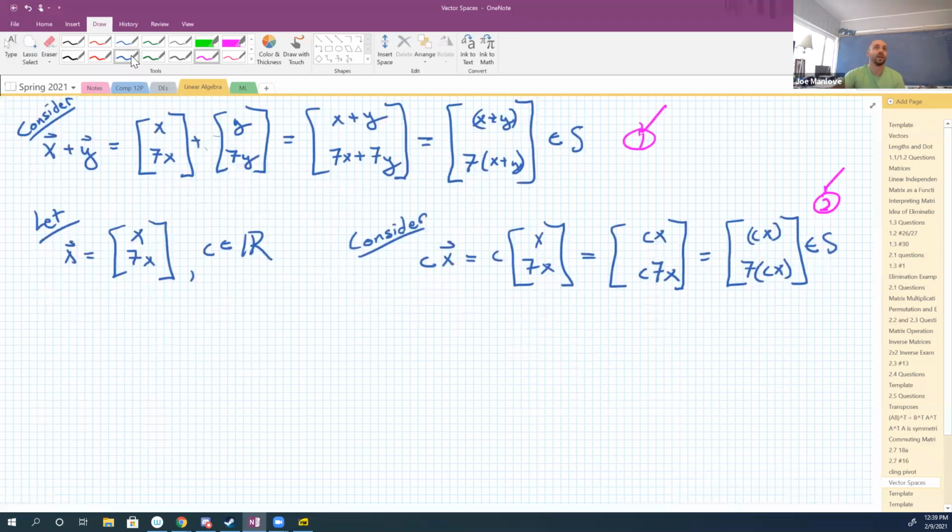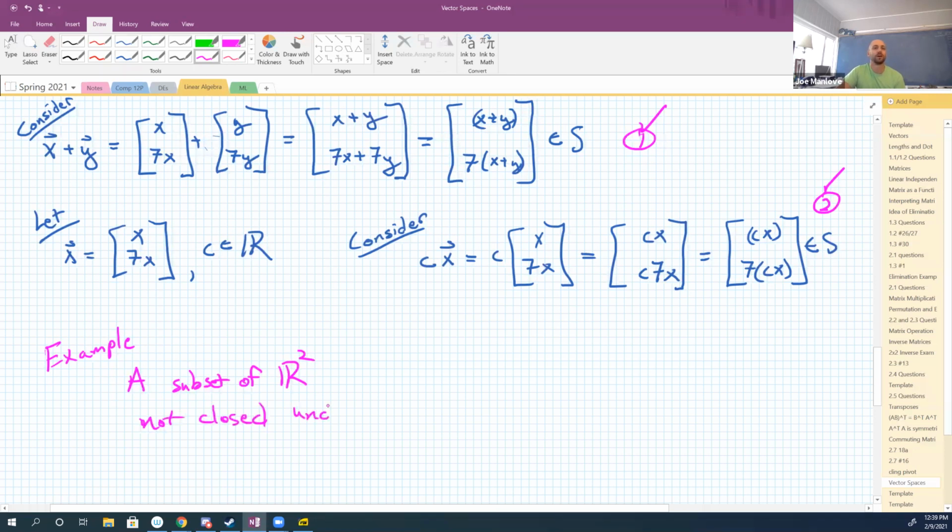So what I'm asking for is a subset of R2 not closed under addition, and a subset, preferably a different subset of R2, not closed under scalar multiplication. Is it clear what I mean by closed? I've used that word several times here, but I'm not sure that I ever defined it.